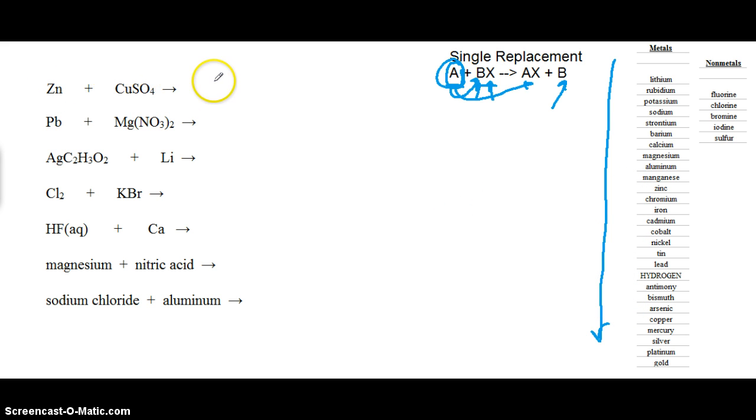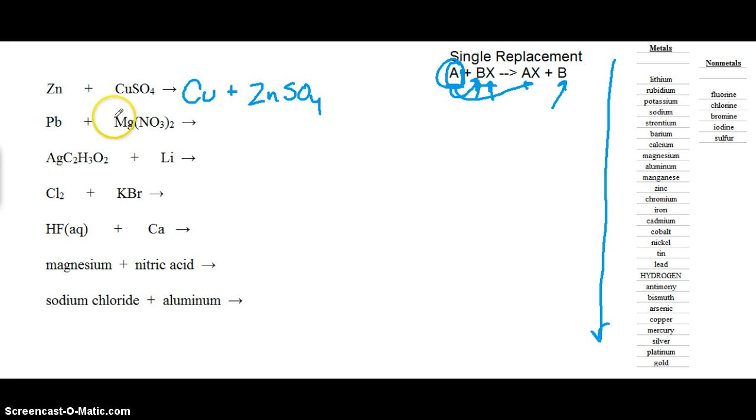So what I do over here for my products, if I'm trying to predict the products, is take this copper and put it by itself, because it will now not be in the compound. Then I look at what's left and combine the zinc and the sulfate, and then you follow your rules for writing ionic compounds, which I've discussed in previous videos. Zinc has a +2 charge, sulfate has a -2 charge, so my formula would be 1 zinc and 1 sulfate. And so I was able to predict these products based on what I saw over here.